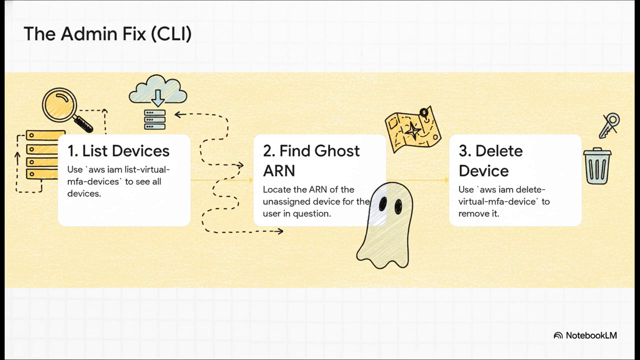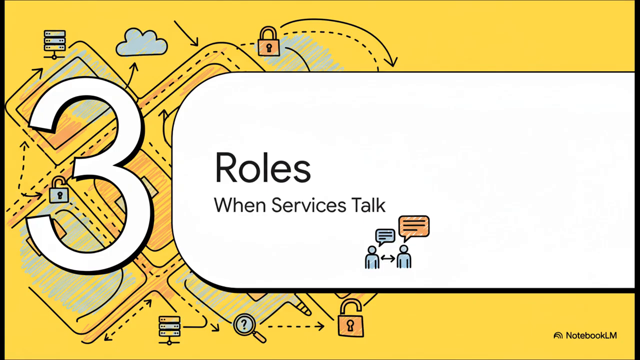First, you'll run a command to list all the virtual MFA devices in the account. Then, you find the ARN, the unique ID for that unassigned device, and finally, you run the command to delete it. And just like that, the ghost is busted. Problem solved.